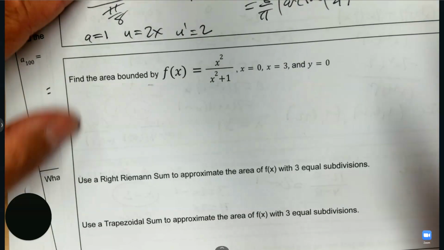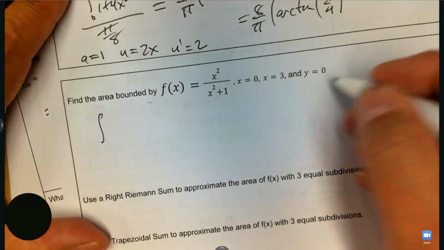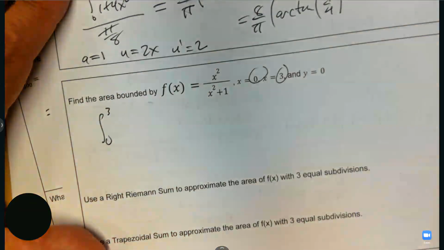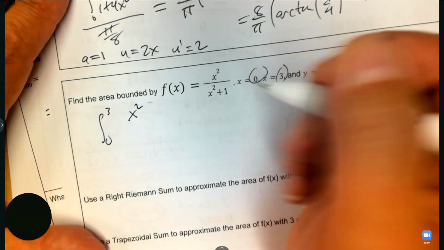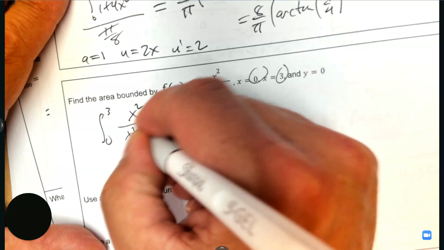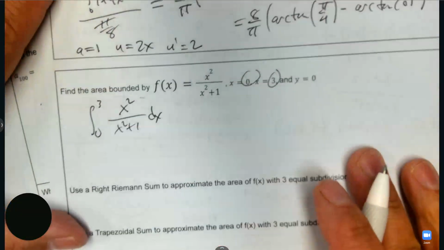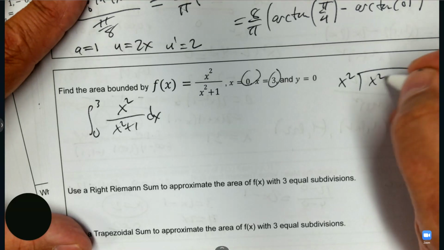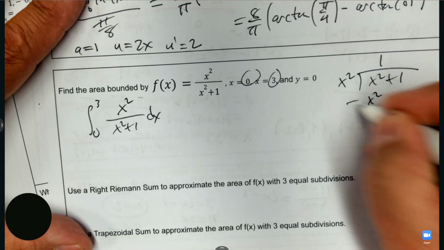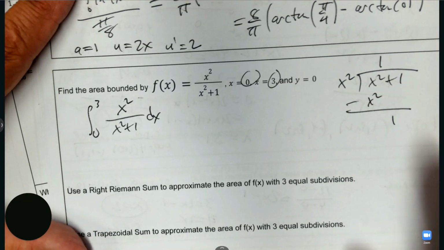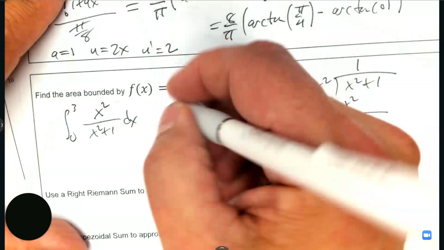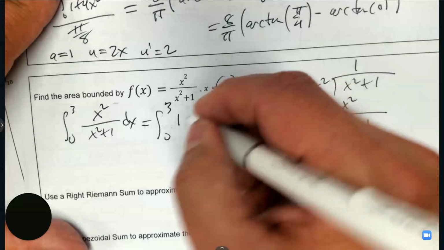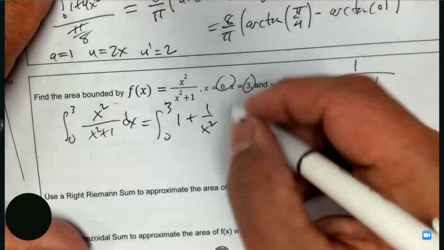All right, find the area. Also an integration question from 0 to 3. We're going to divide because the degrees are the same. That's 1. So our answer is 1, and then our remainder is 1 over x squared.